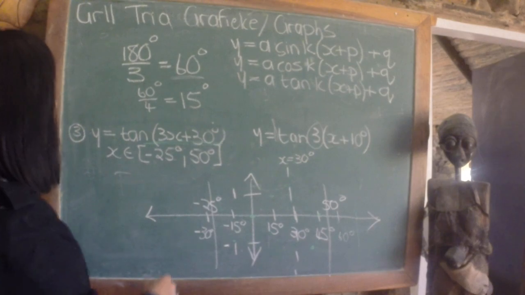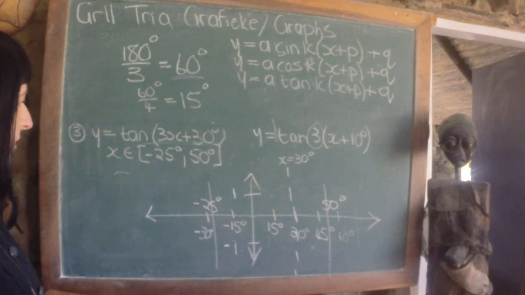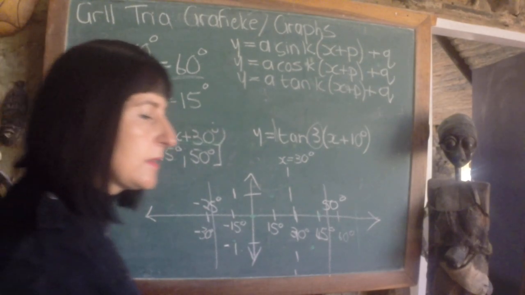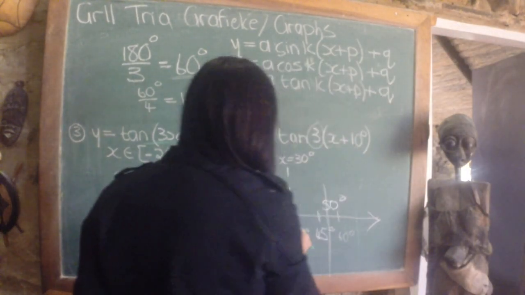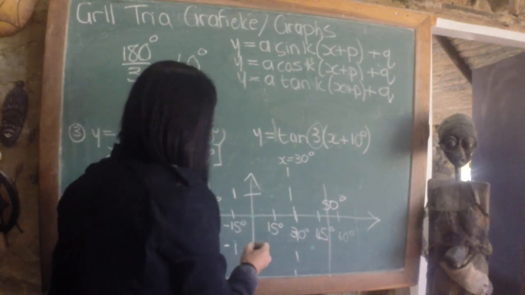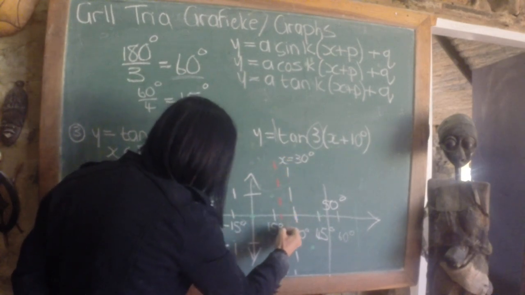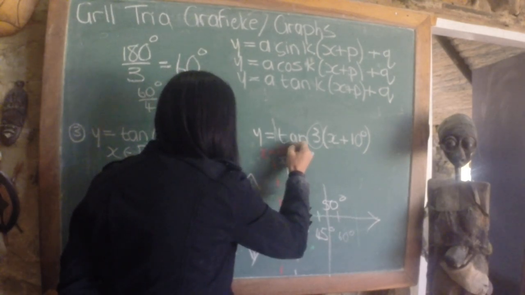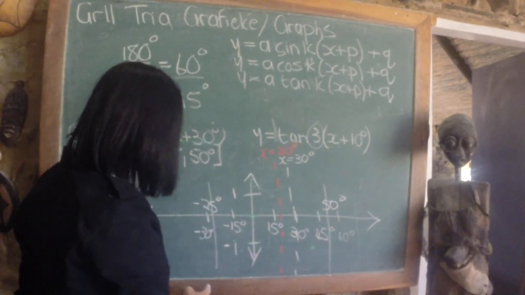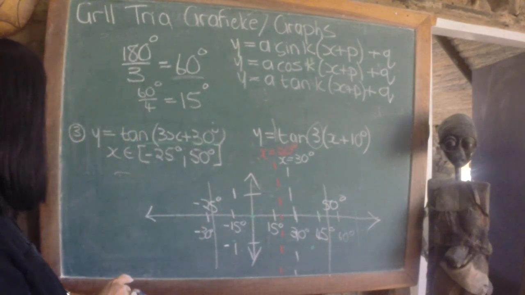But what has now happened is, this one has shifted 10 degrees to the left. 10 degrees to the left. So let's draw in the new points, 10 degrees to the left. But remember, my asymptote has now also shifted 10 degrees to the left. So my new asymptote is going to lie here at x equals 20. 10 degrees to the left, it was at 30. And okay, that's only one in that interval from minus 25.